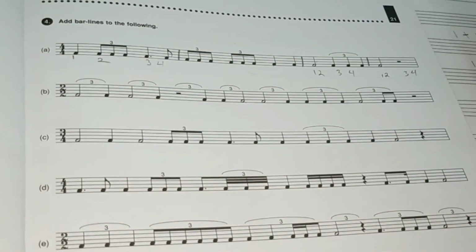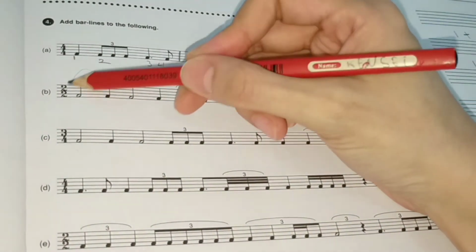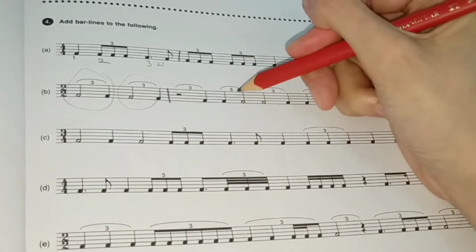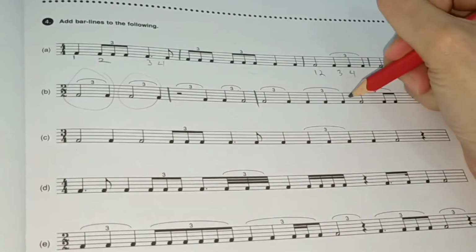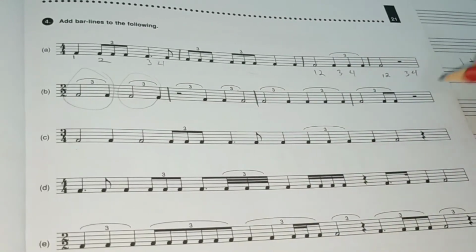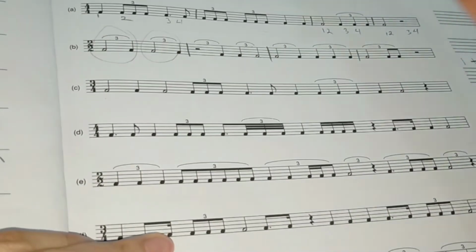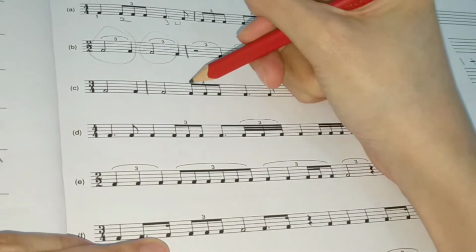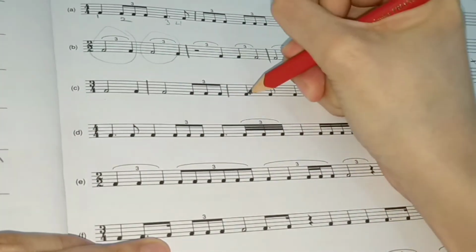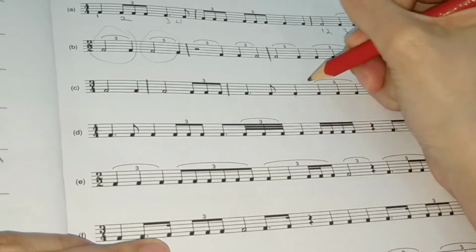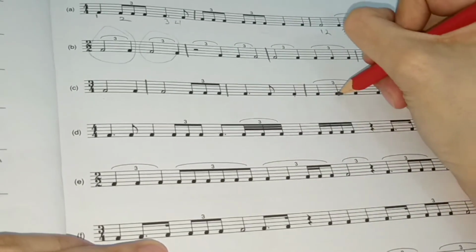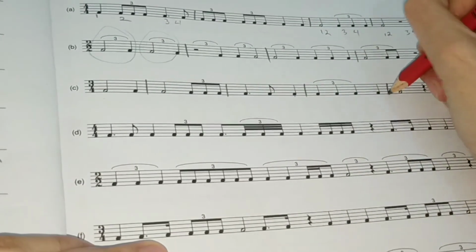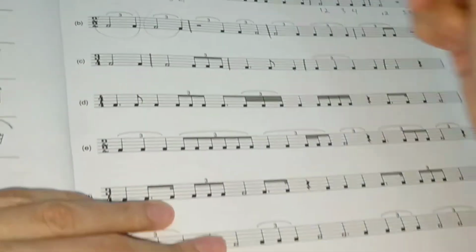Now 2/2, we need 2 minims in a bar. This makes 1, this makes another 1, bar line. 1, 2, bar line. 1, 2, bar line. 1, 2, bar line. 3, 4. 1, 2, 3, bar line. 1, 2, 3. 1 and a half plus half is 2, plus 1, 3. These 3 crotchets with a triplet sign make 2. 2 plus 1 is 3. 2 plus 1 is 3.